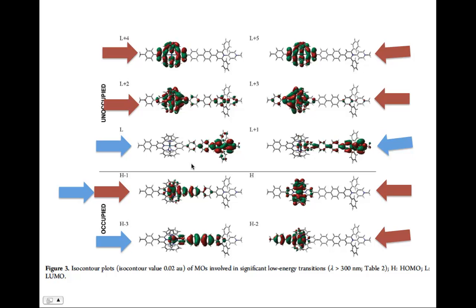So here's the results of their computational studies. So here are the molecular orbitals. Down here you have the HOMOs, and up here you have the LUMOs. Where the red arrows are, this indicates that a metal ligand charge transfer was involved. So these orbitals are involved in the metal ligand charge transfer. And the blue is just simply the charge transfer between the spacer and acceptor.